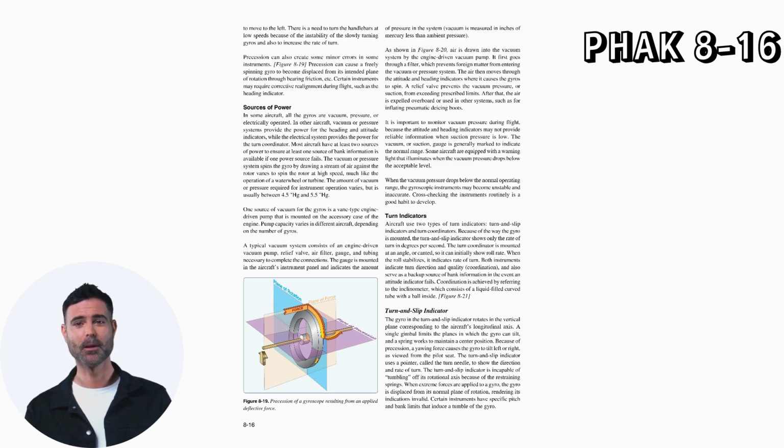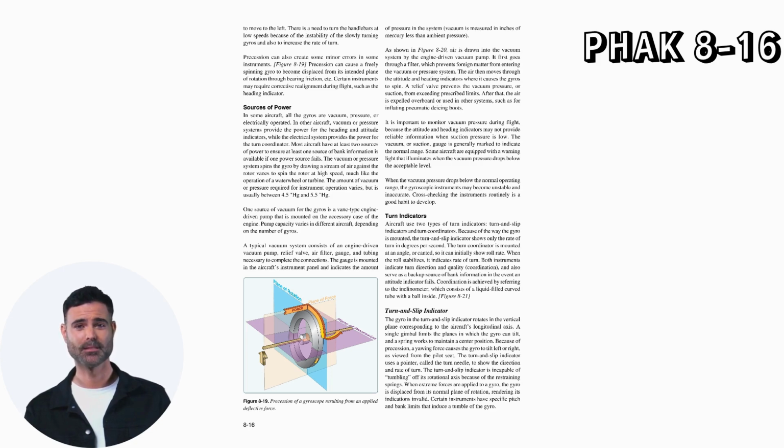Coordination is achieved by referring to the inclinometer, which consists of a liquid-filled curved tube with a ball inside. Turn and slip indicator. The gyro in the turn and slip indicator rotates in the vertical plane corresponding to the aircraft's longitudinal axis. A single gimbal limits the planes in which the gyro can tilt, and a spring works to maintain a center position. Because of precession, a yawing force causes the gyro to tilt left or right as viewed from the pilot seat.